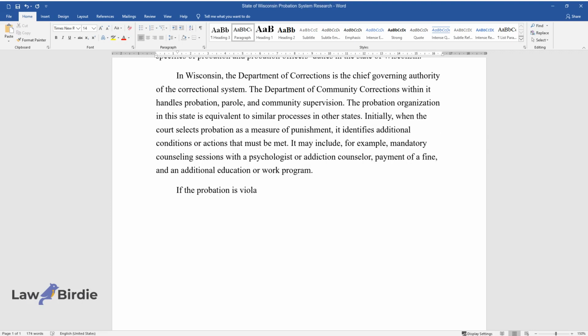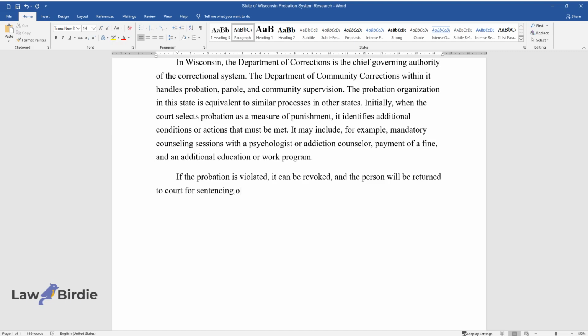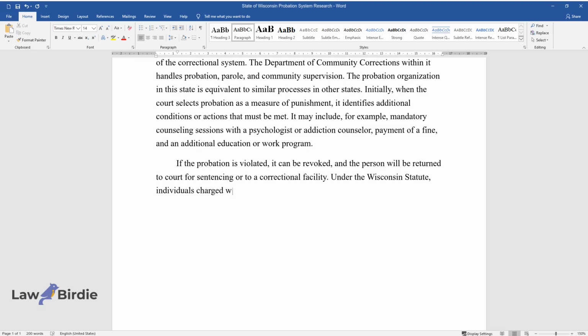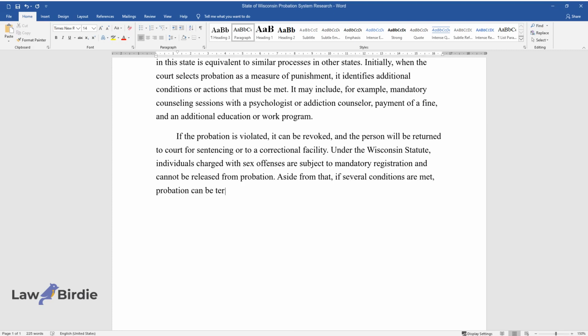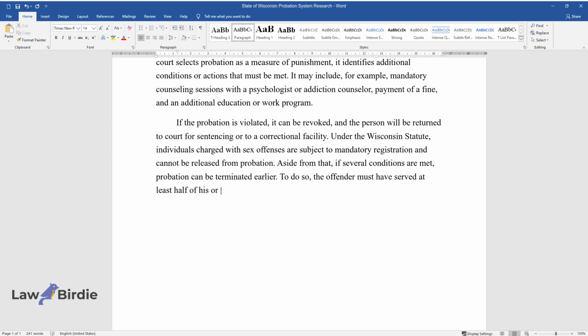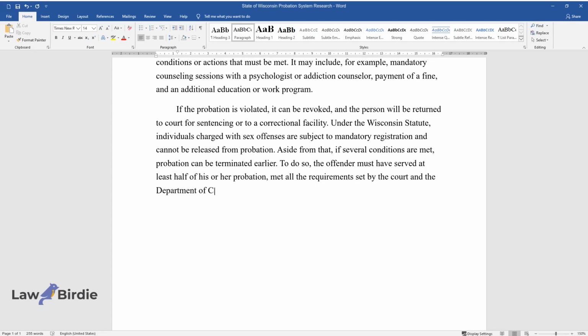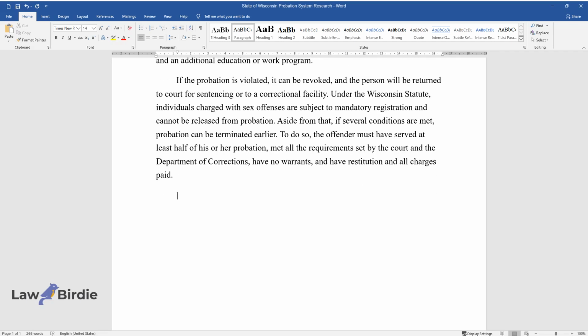If the probation is violated, it can be revoked, and the person will be returned to court for sentencing or to a correctional facility. Under the Wisconsin statute, individuals charged with sex offenses are subject to mandatory registration and cannot be released from probation. Aside from that, if several conditions are met, probation can be terminated earlier. To do so, the offender must have served at least half of his or her probation, met all the requirements set by the court and the Department of Corrections, have no warrants, and have restitution and all charges paid.